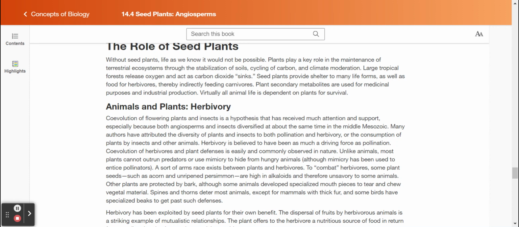Plant secondary metabolites are used for medicinal purposes and industrial production. Virtually all animal life is dependent on plants for survival.